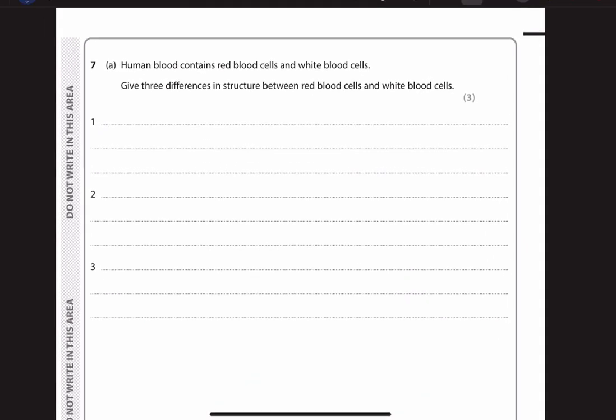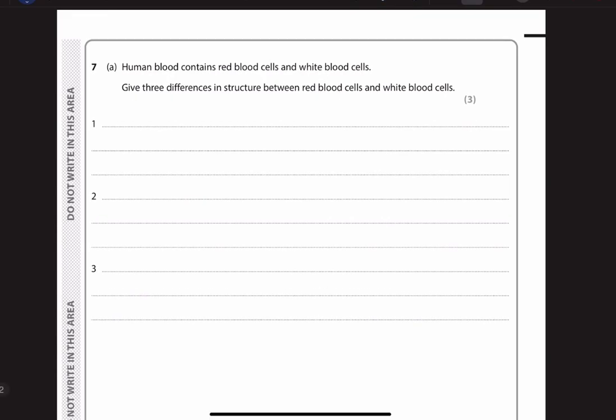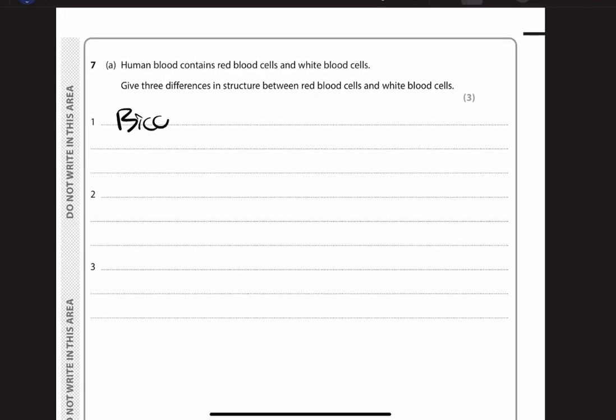Okay, 7. Human blood contains red blood cells and white blood cells. Give 3 differences in structure between red blood cells and white blood cells. Okay, red blood cells we know have that unique biconcave shape, for RBCs, also known as erythrocytes. But our white blood cell, right, it's not biconcave.